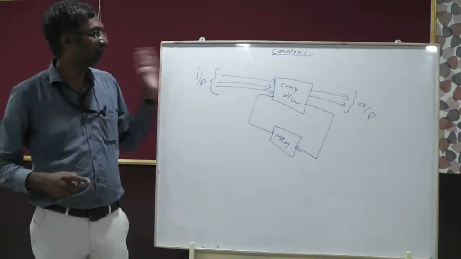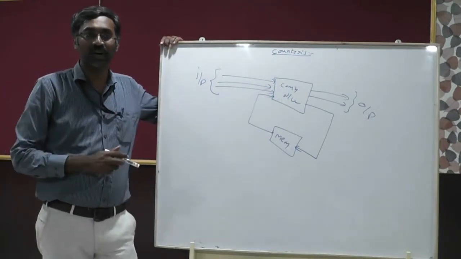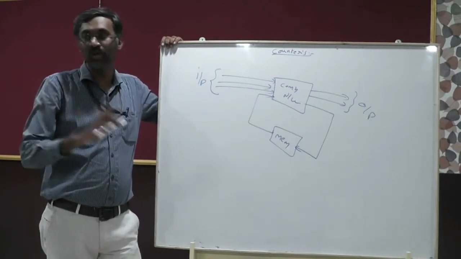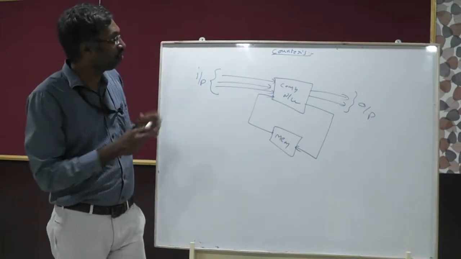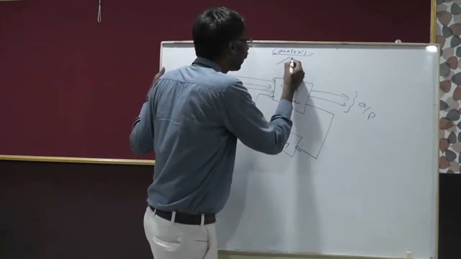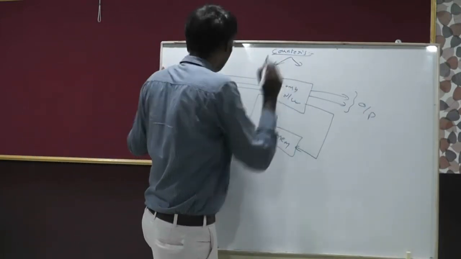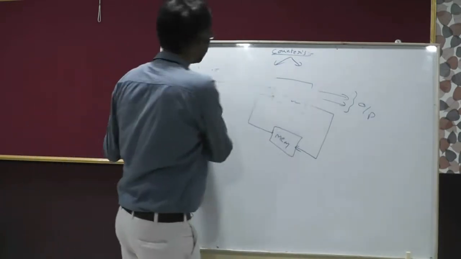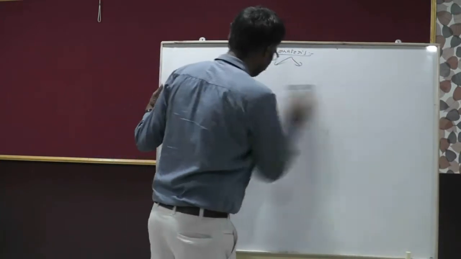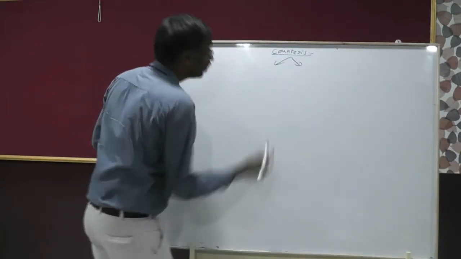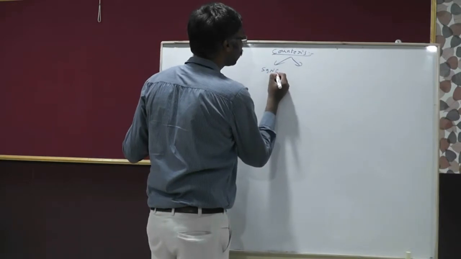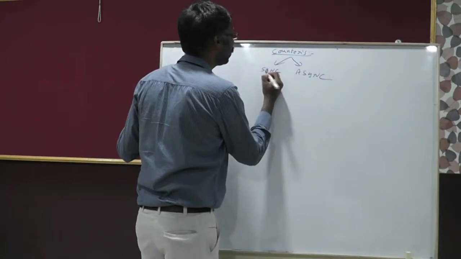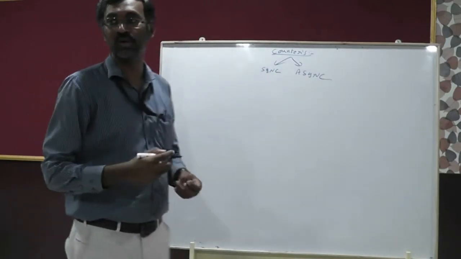So how are we going to implement this? For counters, there will be a number of flip-flops. We can use any type, but mainly the counters are divided into two types. What are they? They are the synchronous counter and the asynchronous counter.